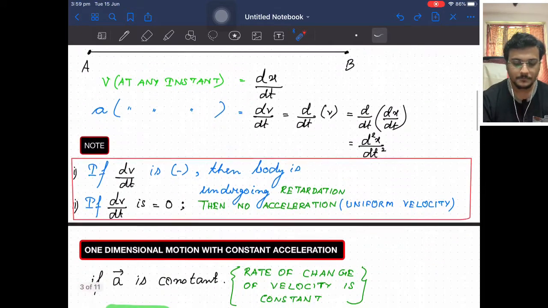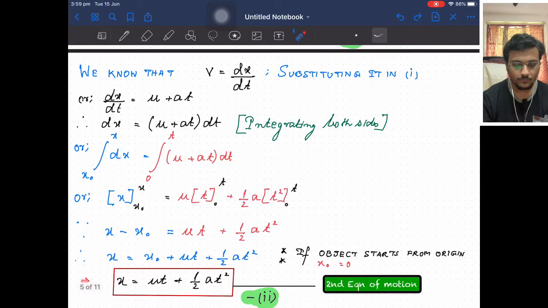Let's come back. We have that same thing, upper limit value minus lower limit value. So the left hand side is done, x minus x0. And similarly, let's move on.